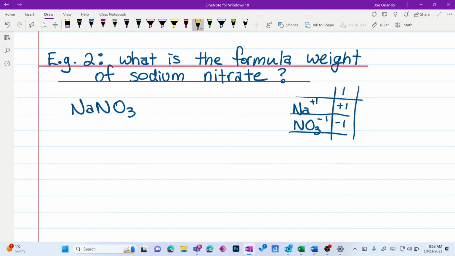Okay. So, really quickly, how many sodiums does this thing have? 1 sodium. How many nitrogens does it have? 1 nitrogen. How many oxygens does it have? 3 oxygens. Good.